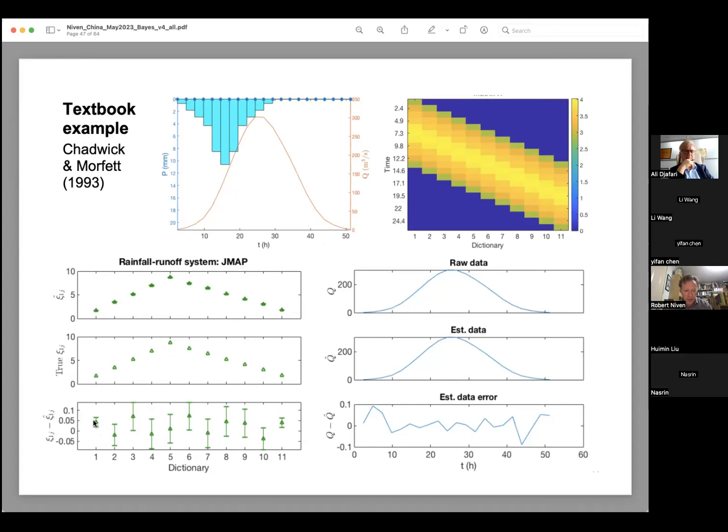We subtract the two, and we end up with error bars on our coefficients in exactly the same way that we've shown earlier. And in terms of our prediction, this is our true stream flow and this is our predicted stream flow. They're very close. There's a very small error. So for a textbook example, this works very nicely, and that demonstrates this idea of the unit hydrograph.